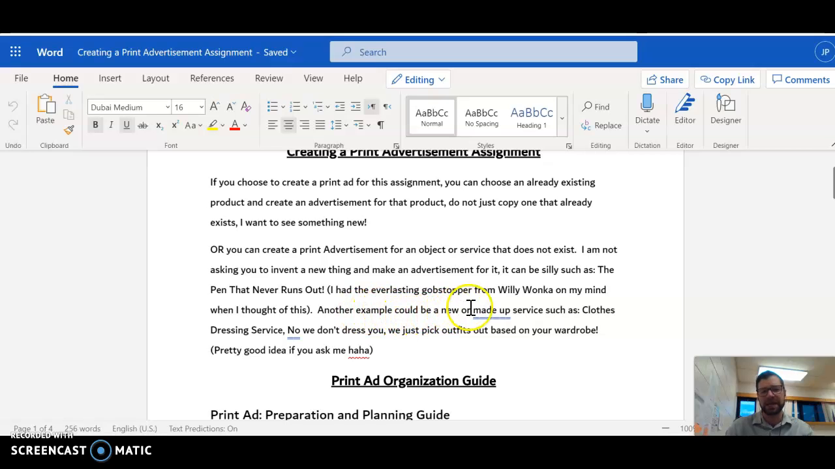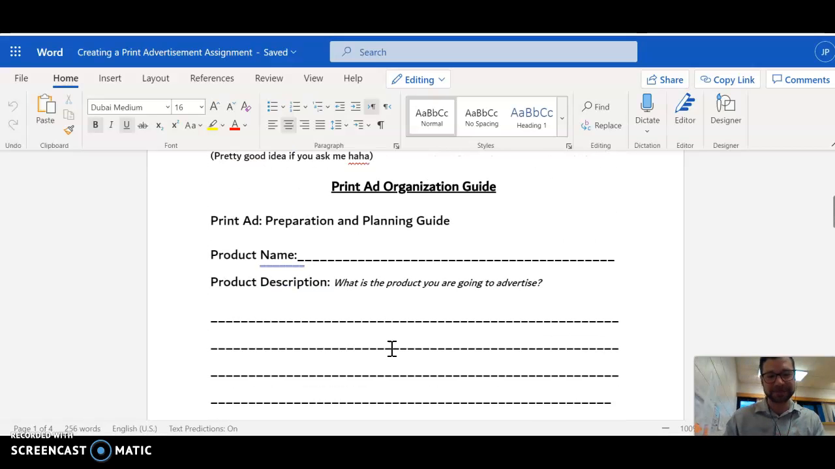Another example could be a newer made-up service, such as a clothes dressing service. No, we don't dress you. We just pick outfits based on your wardrobe. Pretty good idea if you ask me. I just came up with that. Imagine that, someone coming into your closet every morning and laying out an outfit for you so you don't have to sit there and think, well, should I wear this with this? I don't know. It doesn't really go good. I think that's a great idea. If someone wants to run with that business idea, at least give me a little credit on that.